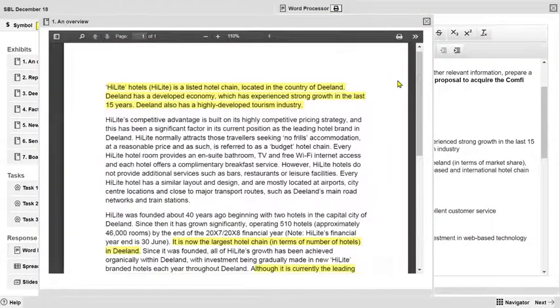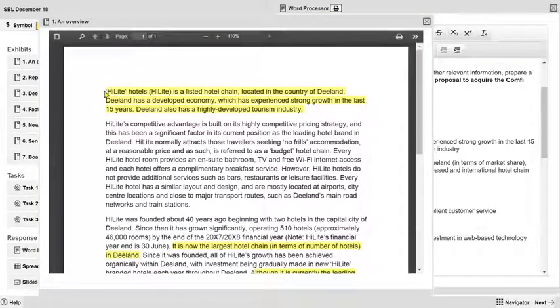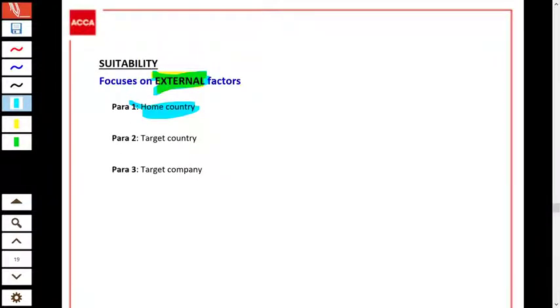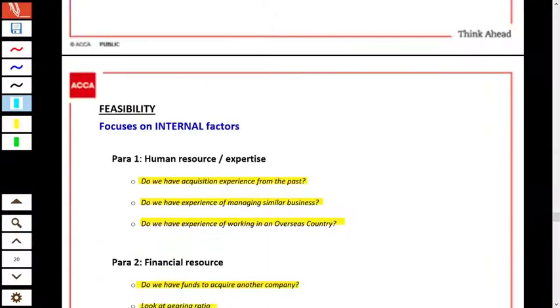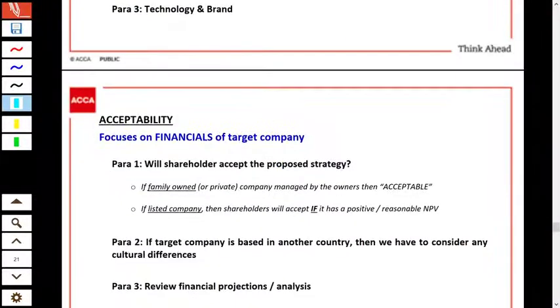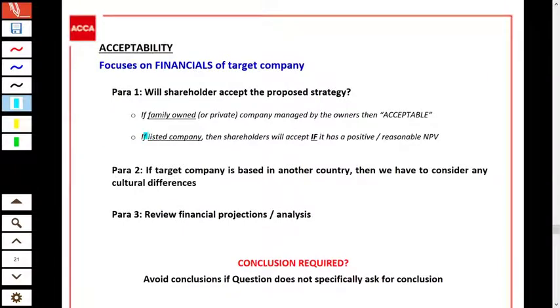Now there's one last point. Can anybody tell me about this? Where we can use the first sentence that it is a listed company. Where in SFA we talk about listed versus family owned or private. Feasibility, no. Acceptability, yeah, you see.